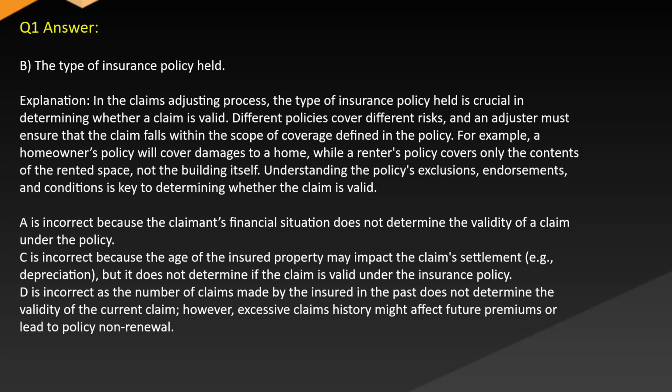Understanding the policy's exclusions, endorsements, and conditions is key to determining whether the claim is valid. A is incorrect because the claimant's financial situation does not determine the validity of a claim under the policy. C is incorrect because the age of the insured property may impact the claim settlement, e.g. depreciation, but it does not determine if the claim is valid under the insurance policy. D is incorrect as the number of claims made by the insured in the past does not determine the validity of the current claim. However, excessive claims history might affect future premiums or lead to policy non-renewal.